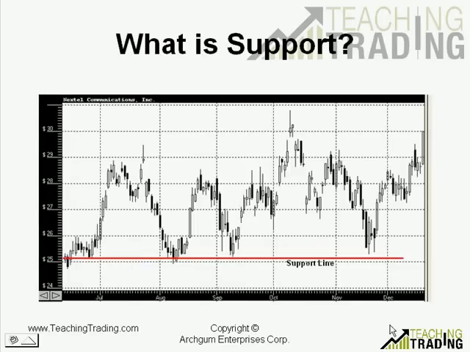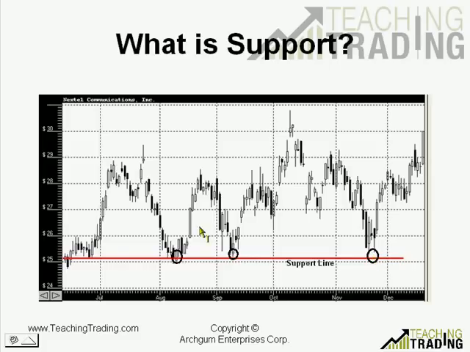Here we have another example of the support line. And so to draw support, you connect at least two intermittent lows. So we have an intermittent low here. We have another one here. And we have a third one here. So you connect them together, and this will give us the support line.